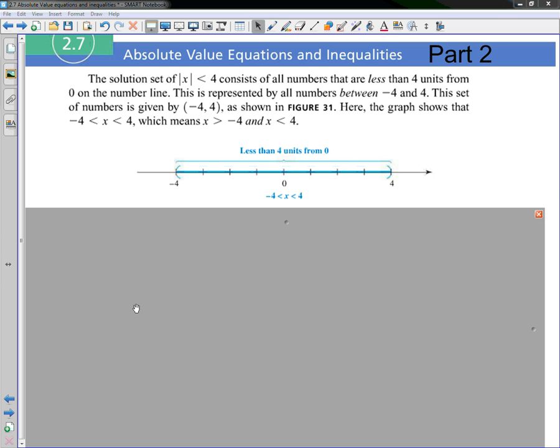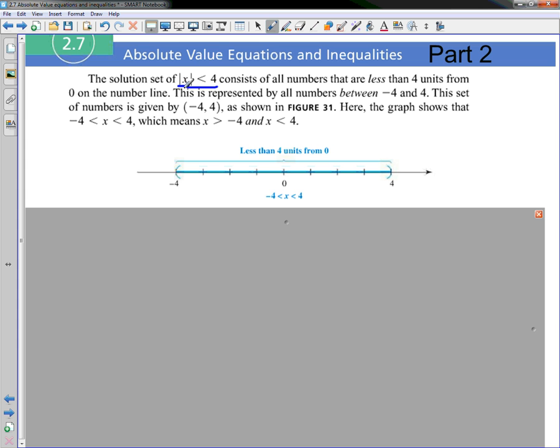Alright, hello class, welcome back to 2.7. We're going to look at part 2, so if you haven't viewed part 1 yet, please go ahead and find part 1 and watch that first. So we're looking at another absolute value inequality. This time we're dealing with the symbol less than, and less than or equal to.